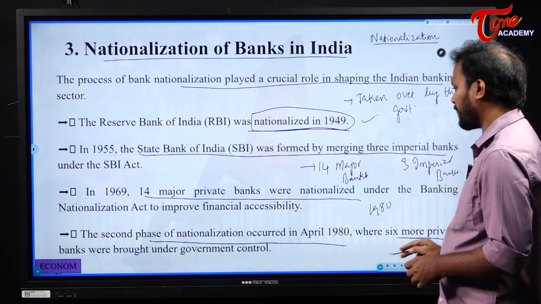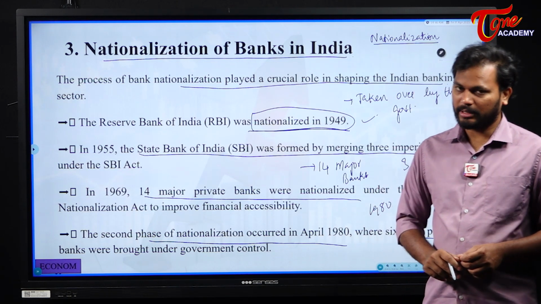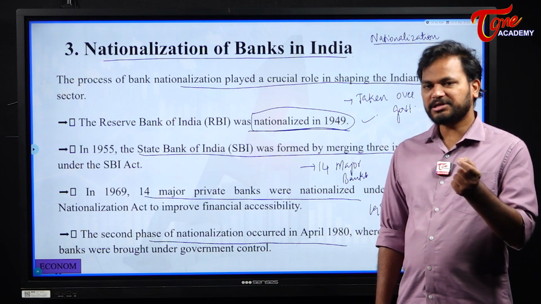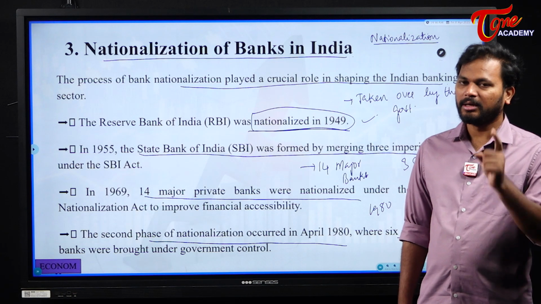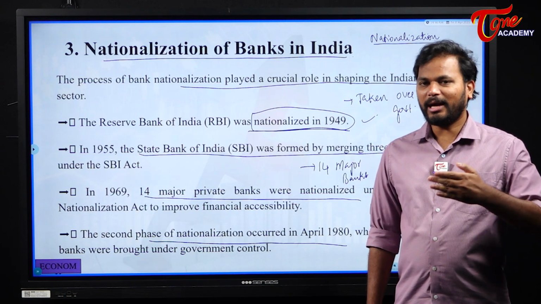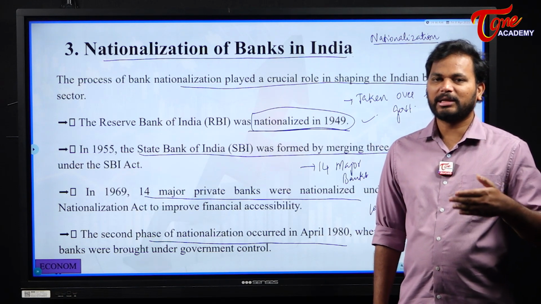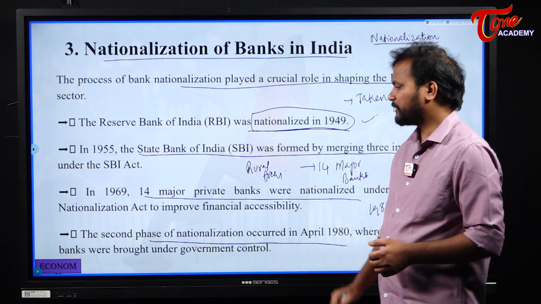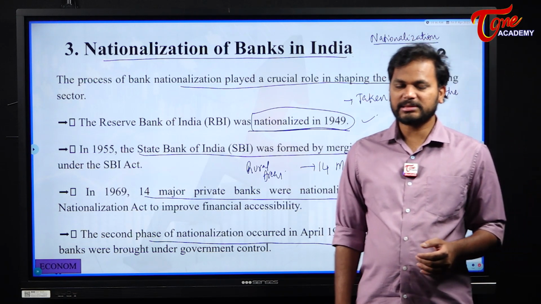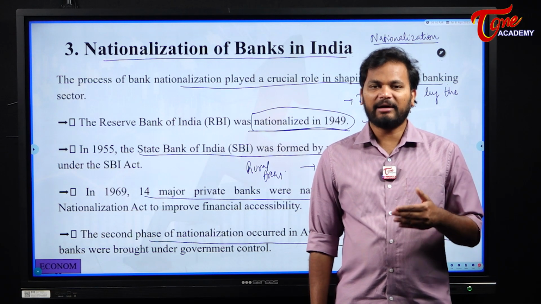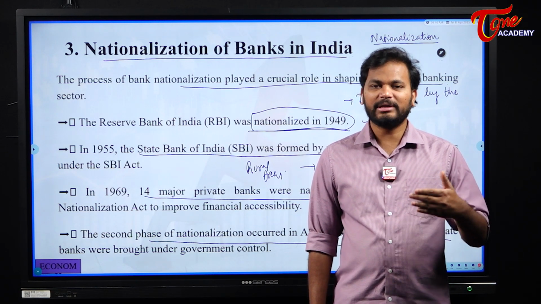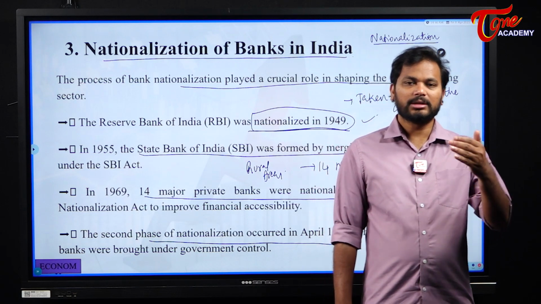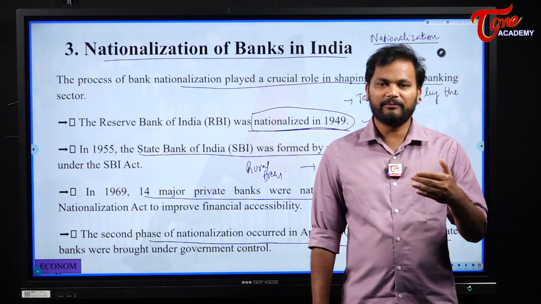Where 6 more private banks were brought under the government control. See, the nationalization that happened in the year 1969 and the nationalization that happened in the year 1980 are very important because they have created the mechanism of the credit access in the rural areas. The nationalization of the private banks in 1969 and 1980 created the provision of credit access in the rural areas. That is the reason the nationalization of the banks became very important.